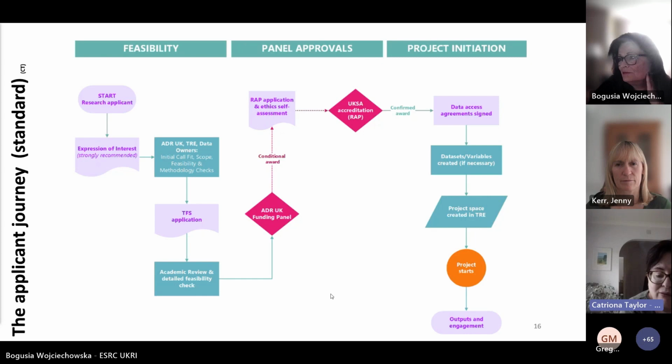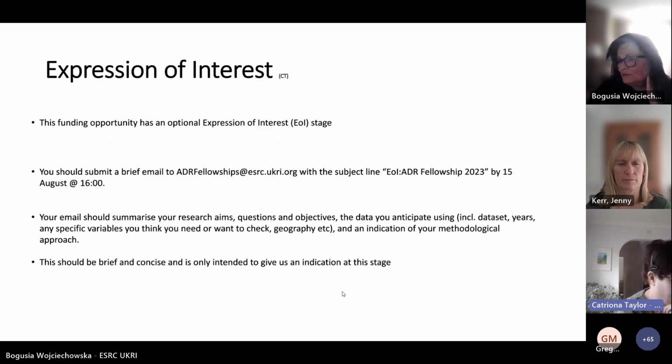And then, depending on the data set that you've requested access to, sometimes you need to specify which variables you need as opposed to just access to the whole database or data set. And that will have to be built for you. That's then put into your project space within the trusted research environment, and your project can start. Then you've got, I think, 15 months, as Greg said, to work on that. And then there's an expected number of outputs and engagement activities during that process, or towards the end of that process. So next slide, please.